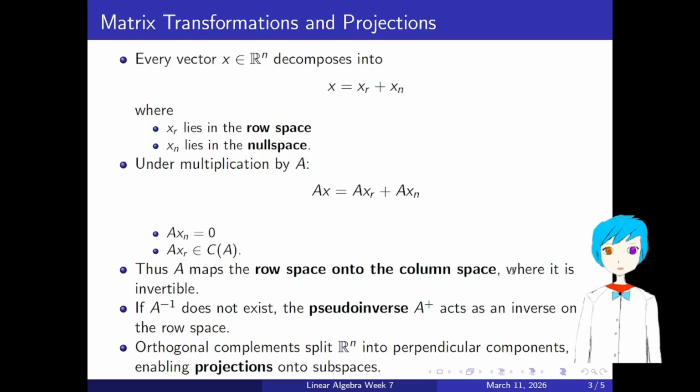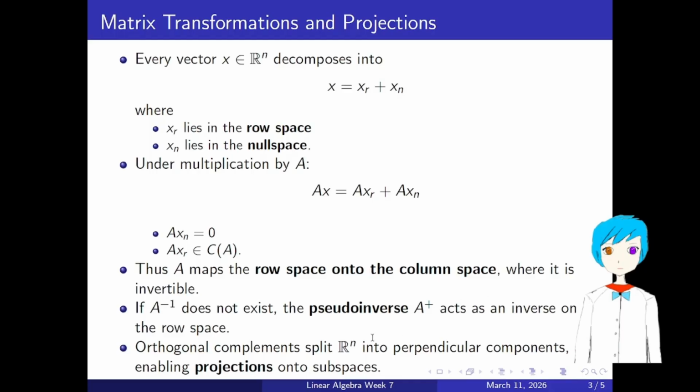Every vector x in Rn can be decomposed into x equals xr plus xn, where xr lies in the row space of the matrix A, while xn lies in the null space. Therefore, Axn equals 0, while Axr belongs to the column space of A. Therefore, the matrix A actually maps its row space onto the column space. So, from the row space to the column space, it is invertible.